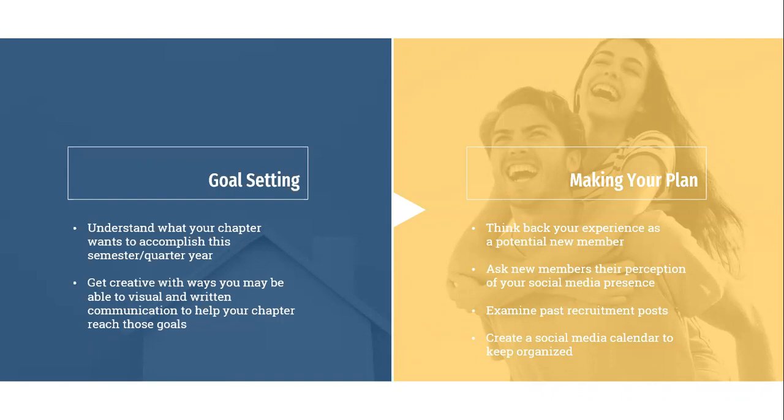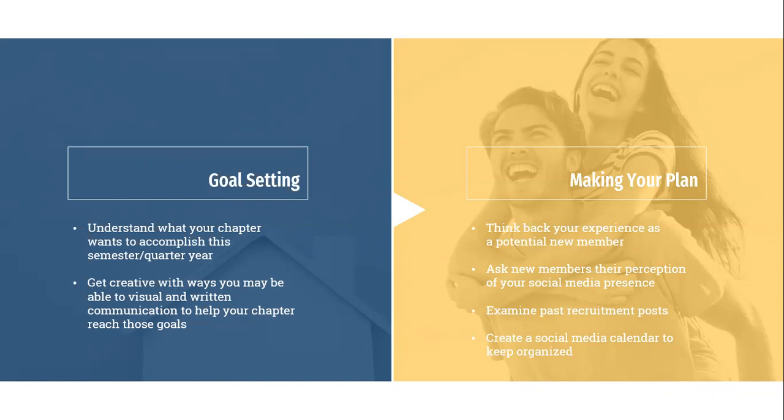When you're making your plan, here are some points that will be helpful in just the brainstorm part of it. Think back to your experience as a potential new member. What was a communication or even a visual representation that reeled you into understanding APO? Or even what was the one thing that kind of got you hooked on APO that really sold it to you? Take that and work your way backwards and try to figure out the core of what that communication was, what that outreach was, so that maybe you can replicate that for potential new members down the road.